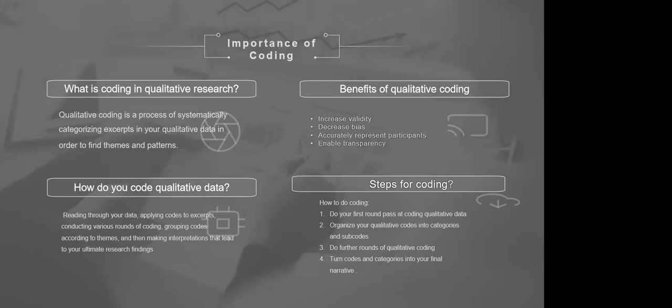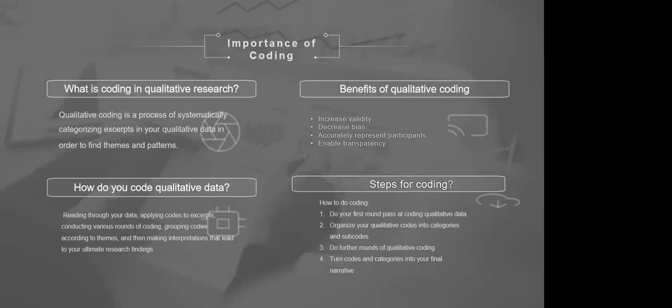So what are the benefits of qualitative coding? It increases validity. That means that you're able to systematically categorize your qualitative data. You're able to find the themes and the patterns inside your qualitative data, and you're able to reproduce it. Okay, so if any researcher comes and looks at your data, they're able to see how you actually did your coding and how they followed your theme or your phenomenon.